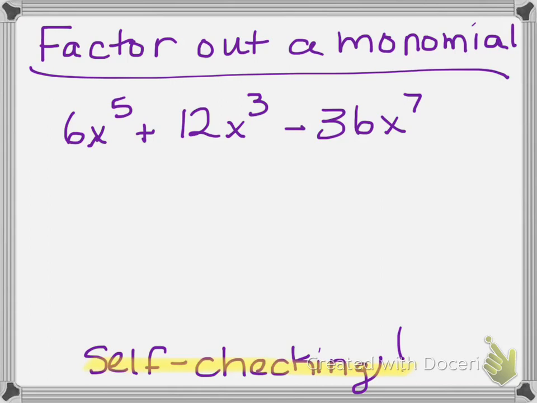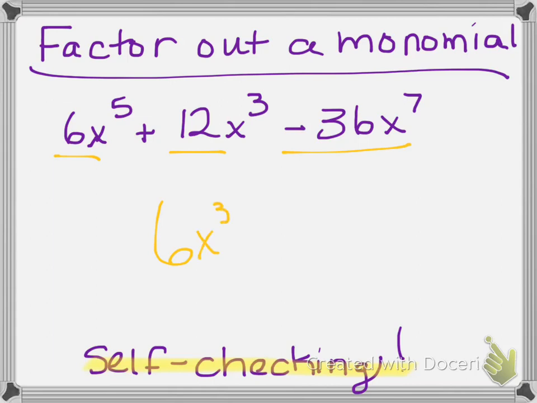Now we're going to use that to factor out whenever we can. So I have 3 separate terms here, and I want to look at all 3 and find the GCF of those 3. So I have a 6, a 12, and a negative 36. The GCF of those would be 6, because all of those are divisible by 6. Okay? And then I have x to the 5th, x to the 3rd, and x to the 7th. So the lowest exponent is x to the 3rd.